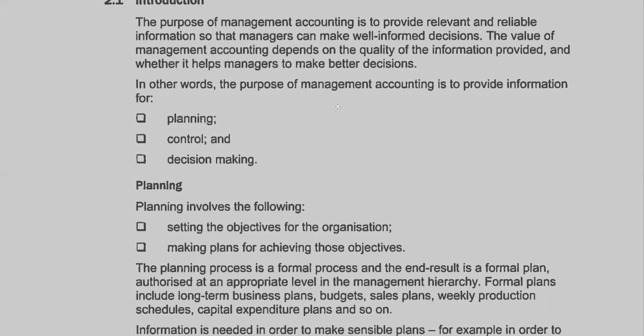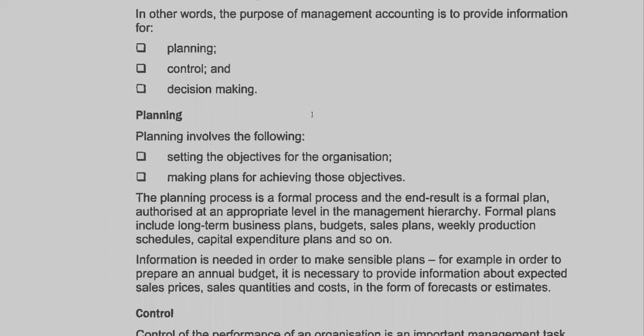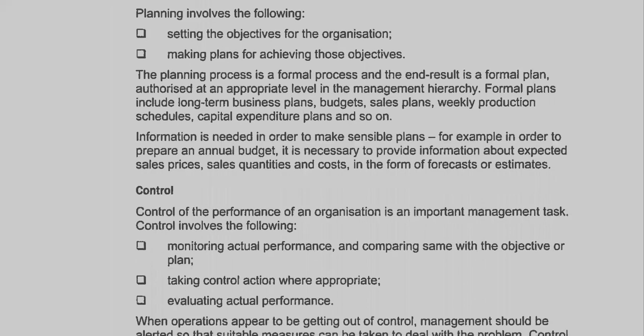Now, planning. What does planning involve? Now, planning involves setting objectives for an organization and making plans to achieve that objective. So when we say you are planning, you set an objective, you make plans to achieve those objectives. Now, the planning process is a formal process and the end result is a formal plan, authorized at an appropriate level in the management hierarchy. Now, formal plans include long-term business plans, budget and sales plans, weekly production schedules, capital expenditure plans, and so on.